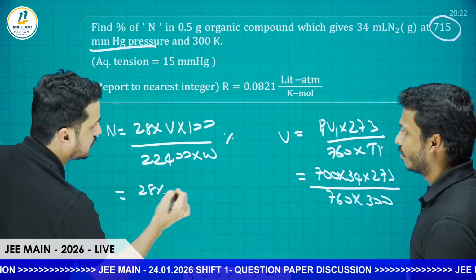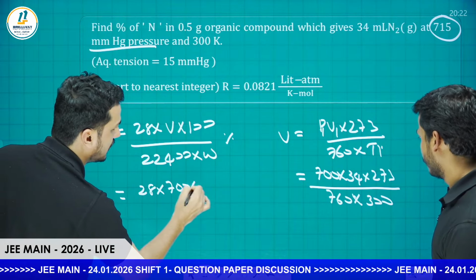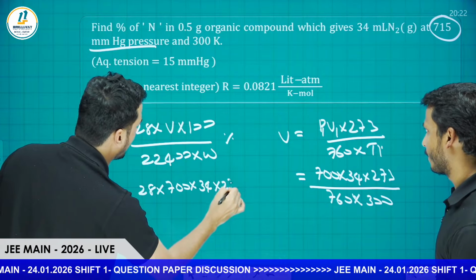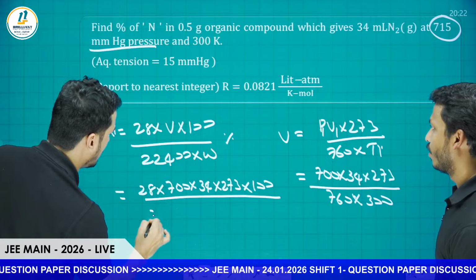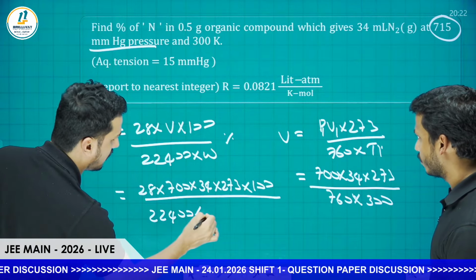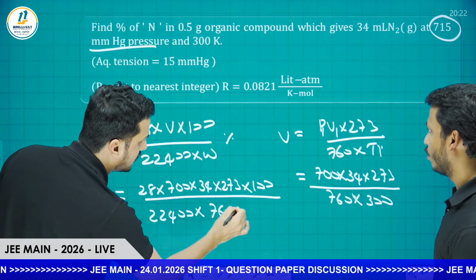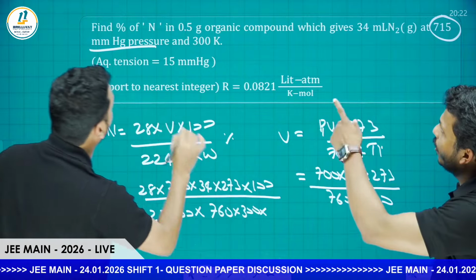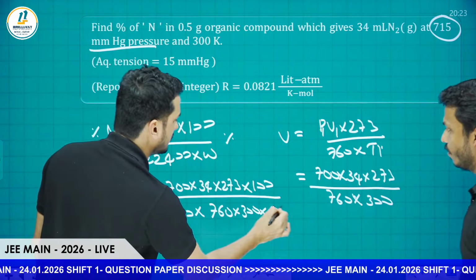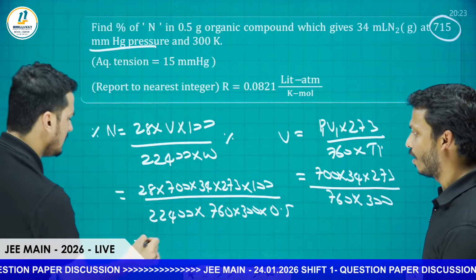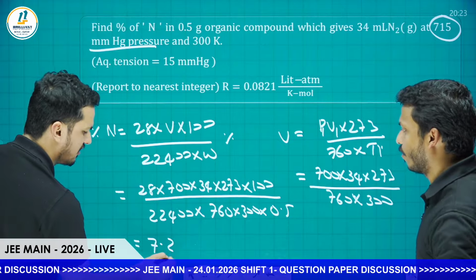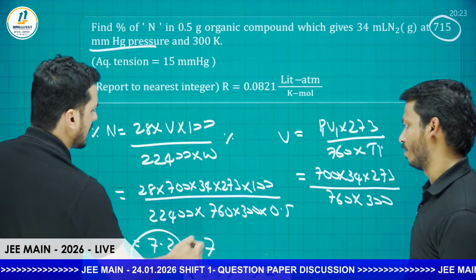So 28 into 700 into 34 into 273 into 100, divided by 22400 into 760 into 300 into W, the weight of the rubber, given as 0.5. This one you have to solve only numerically. How much is it coming to? Around 7. You'll get 7.1, 7.1, 7.2, so 7 is your answer.